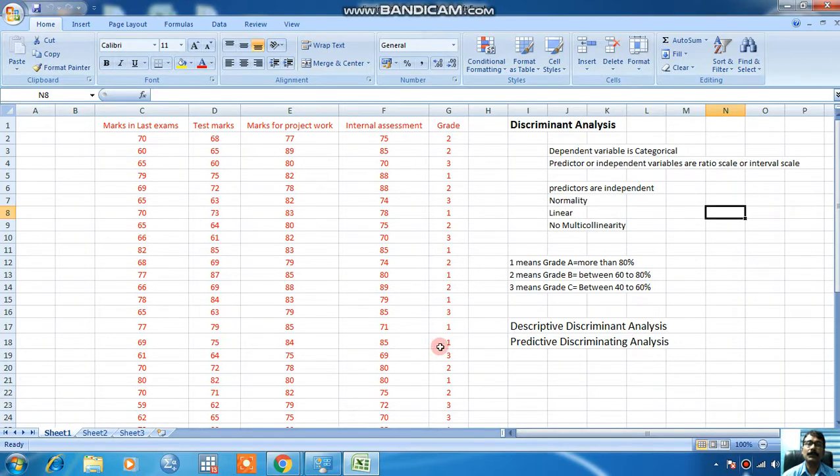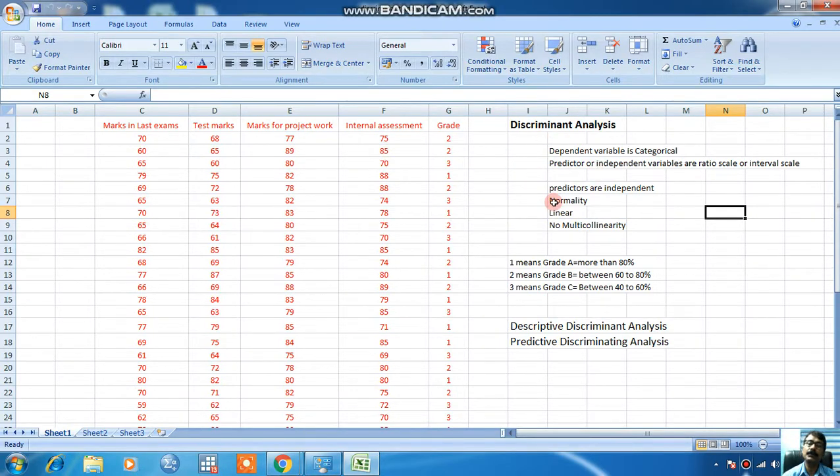Now with the help of discriminant analysis, the researcher can derive one discriminant function, just like an estimated regression. On the basis of that discriminant function, by putting these values as independent variables, like an estimated value, the discriminant score can be obtained. And on the basis of that discriminant function, the researcher can derive in which gradation a student should fall on the basis of these independent variables.